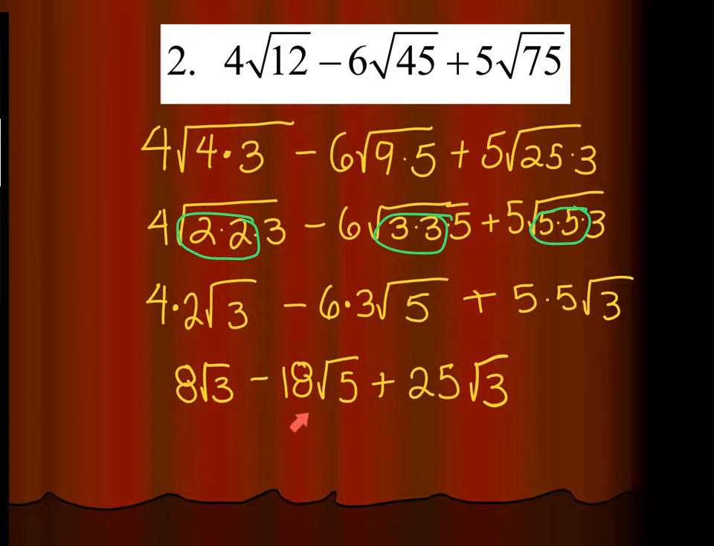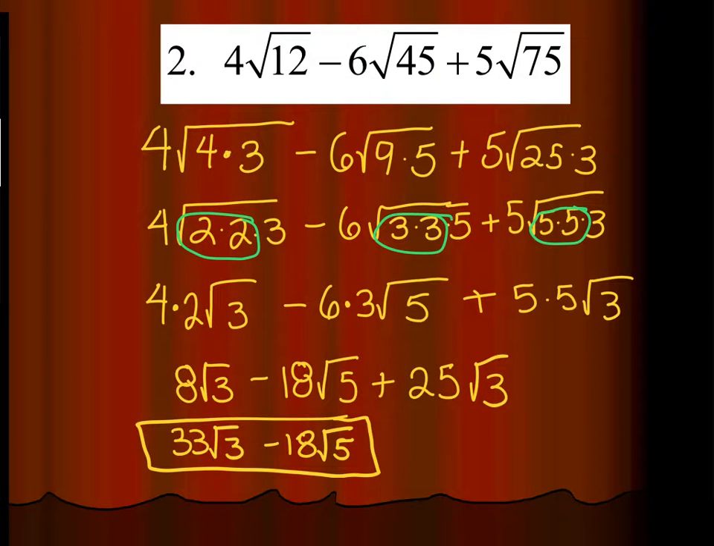Do we have any like terms? The radicand will tell us which ones are like terms. I have the square root of 3 and the square root of 3, so I can bring those two together. Final answer, 33 square roots of 3 minus 18 square roots of 5.